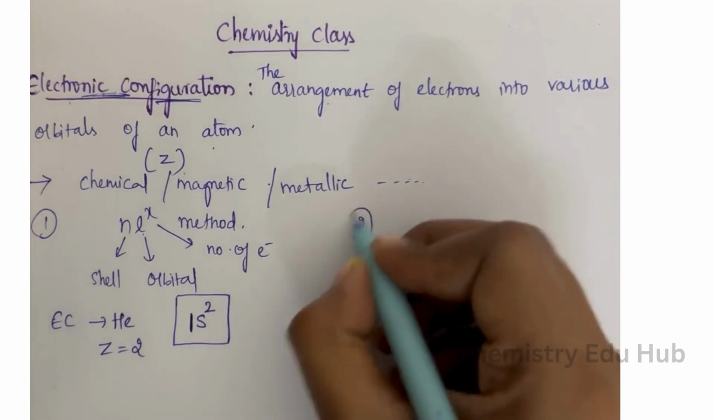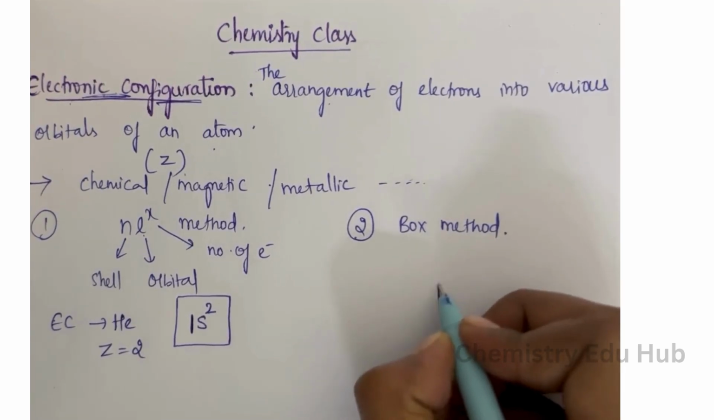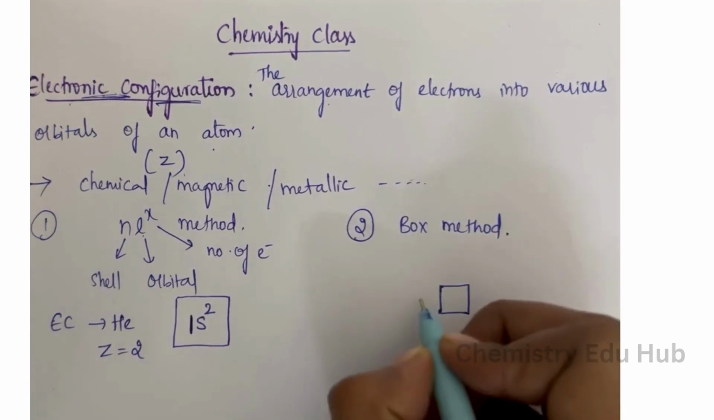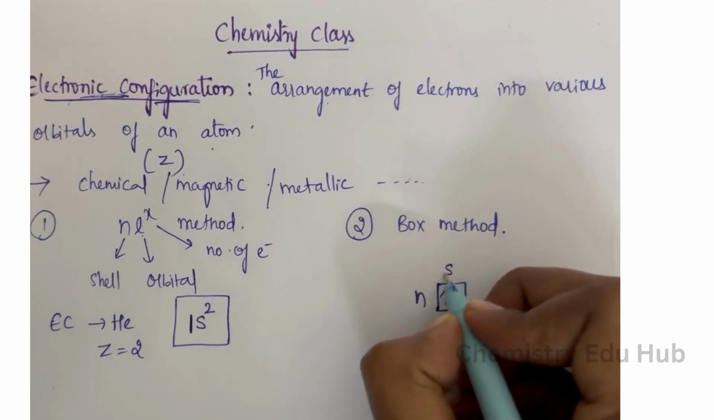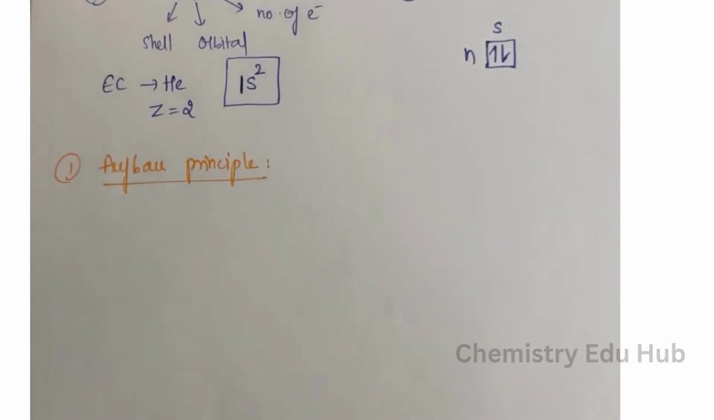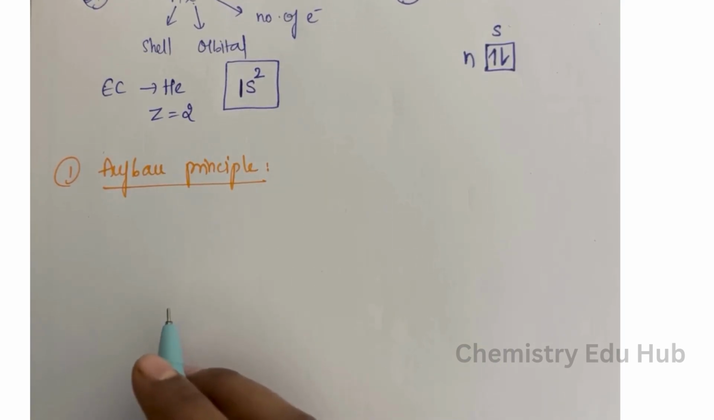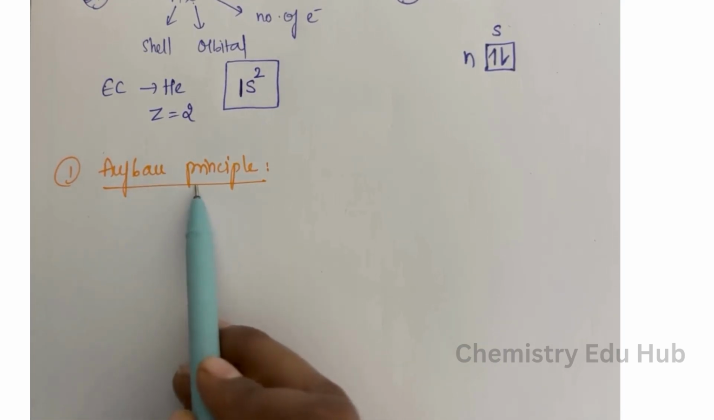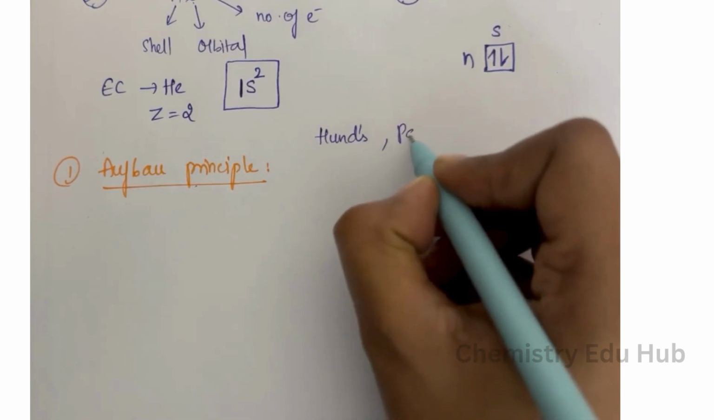The other method is the box method. So what is the box method? We write the orbital as a box and n is as it is. So here you write 2 electrons and above that you mention the orbital, whether it is s or p or d. The most common method is the nlx method to represent the electronic configuration. To arrange electrons into any atom this way, we need to follow certain rules. What are those rules? Aufbau principle, Hund's rule, and Pauli's exclusion principle.